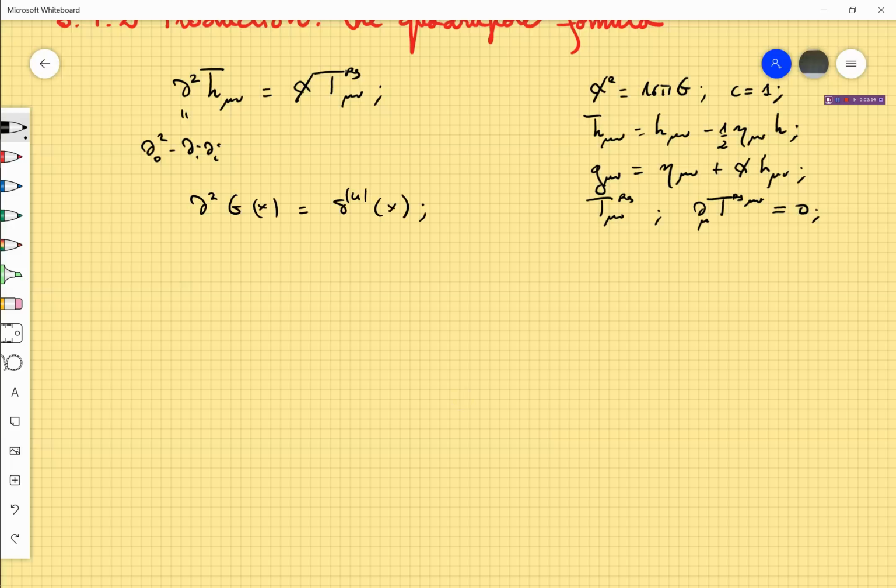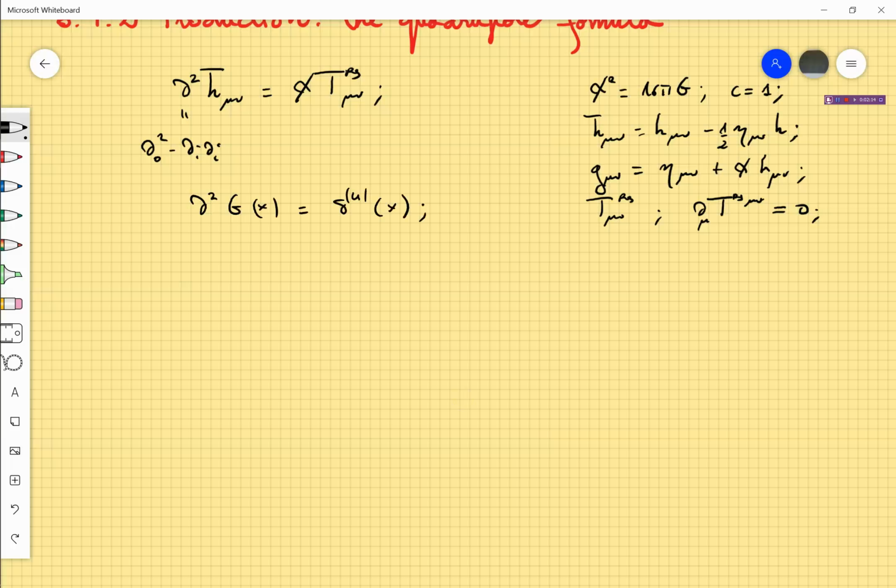Note that if you find a Green's function that satisfies this property, then automatically H mu nu evaluated at x will be given by chi times the integral over d4y of G(x minus y) times T mu nu evaluated at y. So the first thing that we have to do is to find this Green's function.